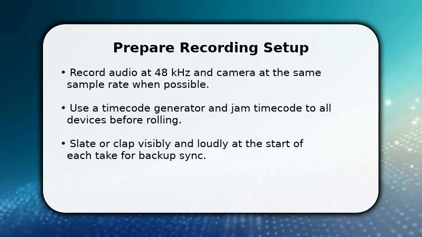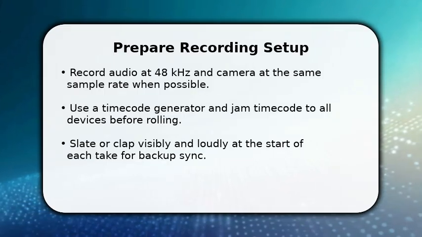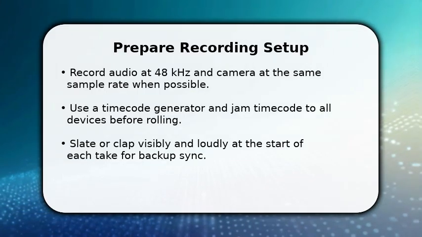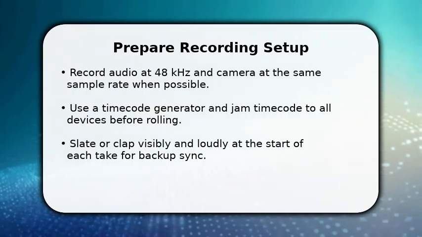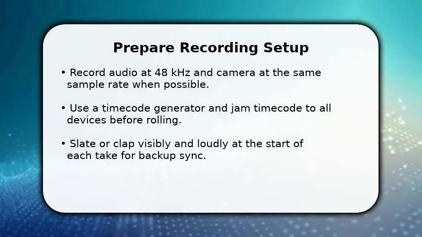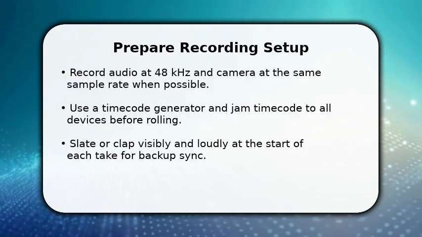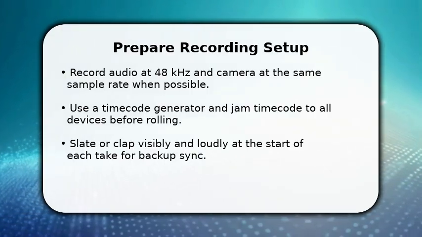Start by configuring all devices before you record any footage. Record audio at 48K HZ and set cameras to the same sample rate when possible. Select a common frame rate like 24 FPS or 30 FPS and confirm every camera matches that rate. Use a timecode generator and jam timecode to all devices before rolling.